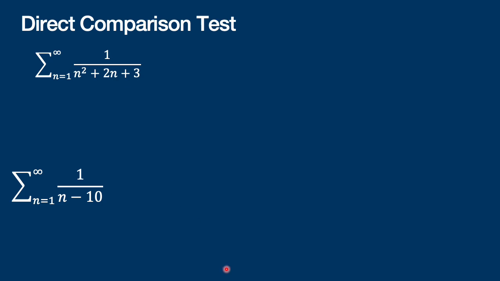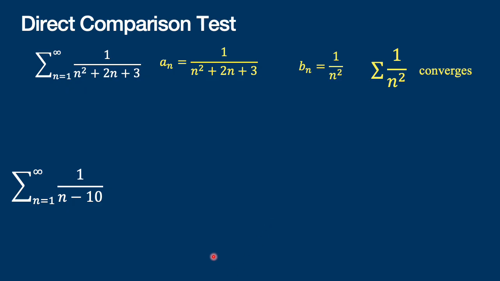So a_n is going to be here. Let's find a_n: 1 over n squared plus 2n plus 3. So n squared is the dominant term. So I'm going to pick b_n as 1 over n squared. So the sum of 1 over n squared is going to be a p-series. The p value is 2, guys. That's why this p-series converges. p is 2, and 2 is greater than 1. That's convergence. So we're going to use the direct comparison test.